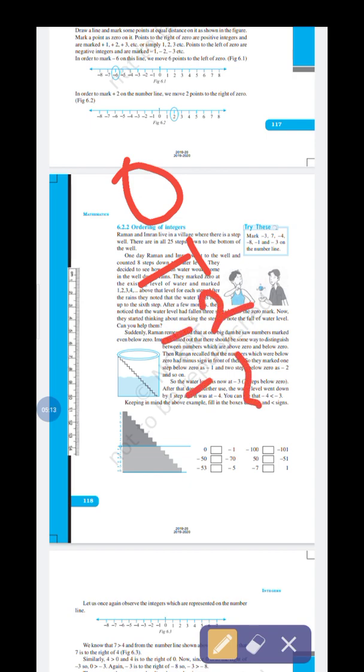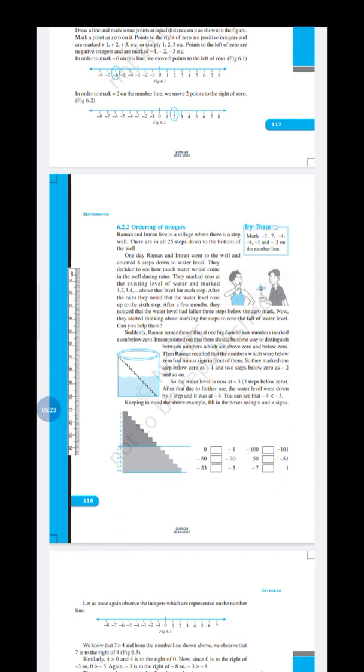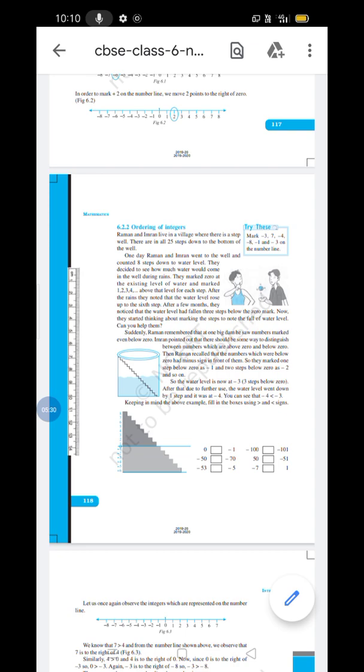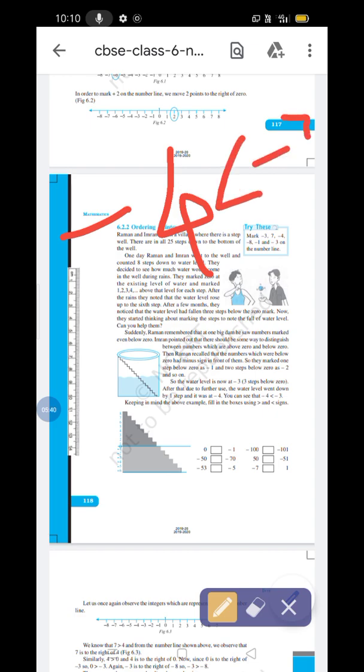After that, the water level went down by one more step. Again, after 1 month, it went below to minus 4. You can see that minus 4 is less than minus 3. Keeping in mind the above example, fill in the blank using the greater than and less than signs. So, minus 4 is less than minus 3.